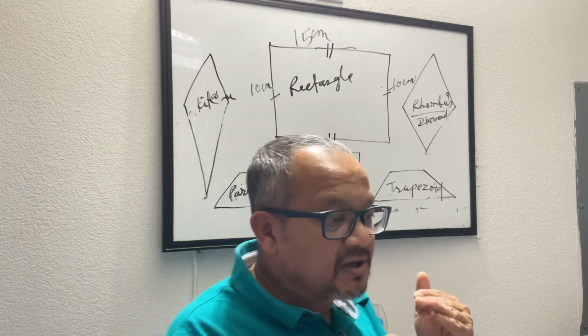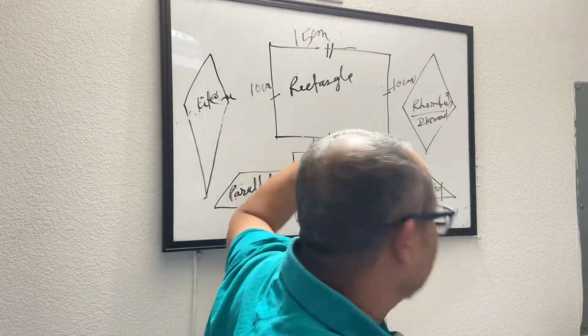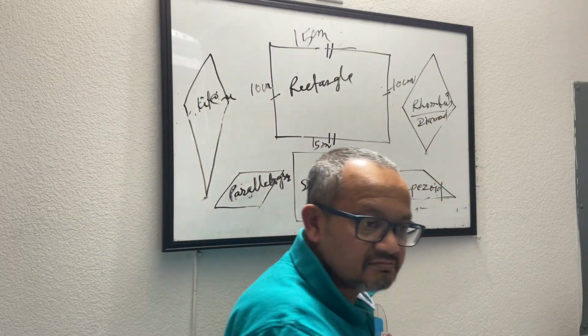And another property of a rectangle is that the opposite sides are parallel and equal. So this and this are parallel and equal, this and this are parallel and equal. Okay so far?